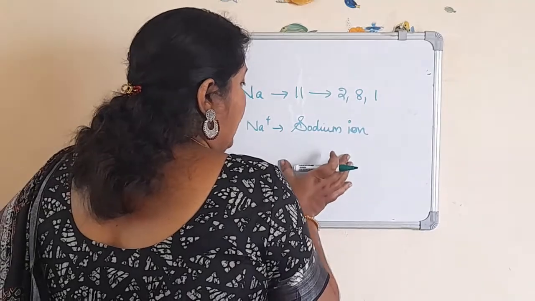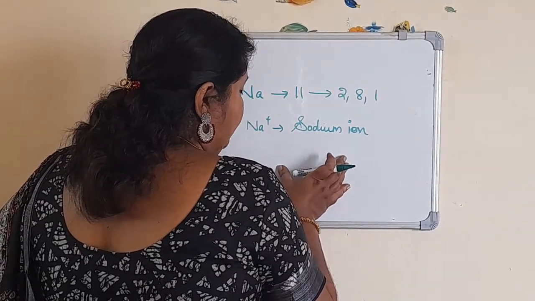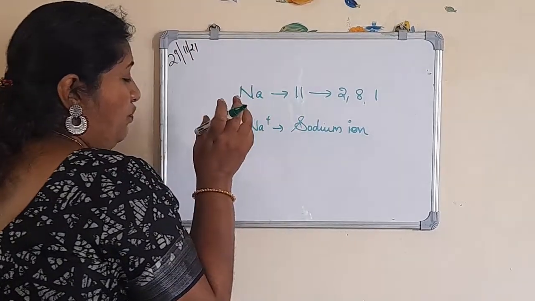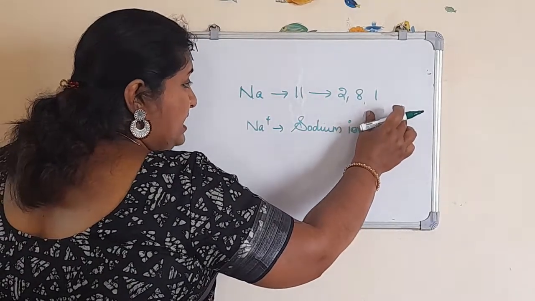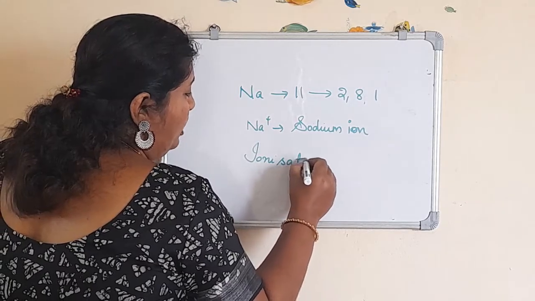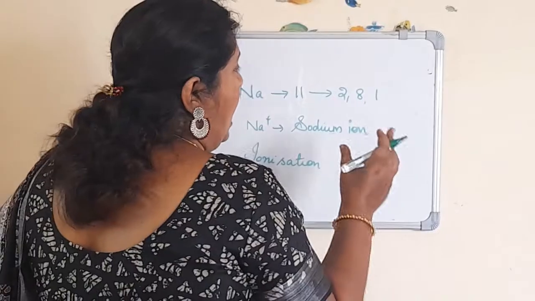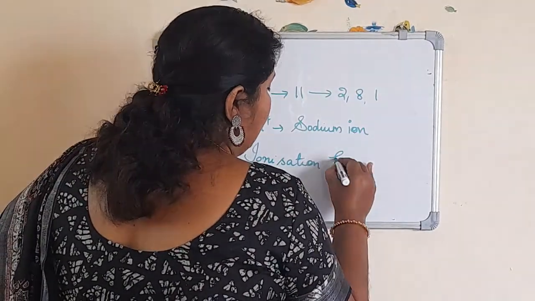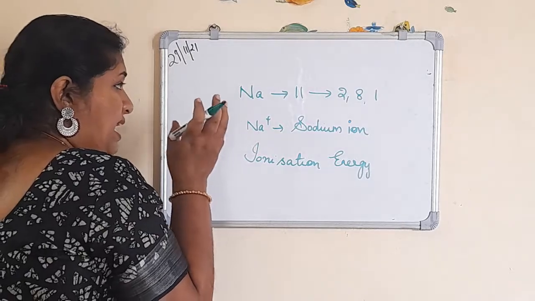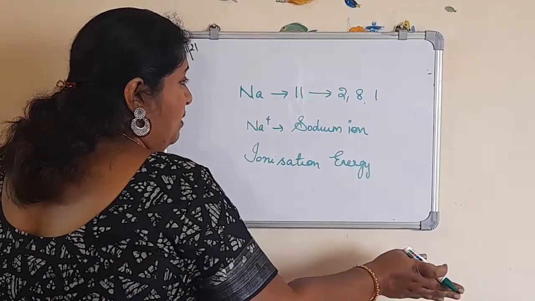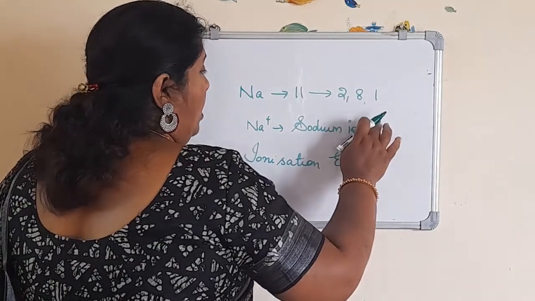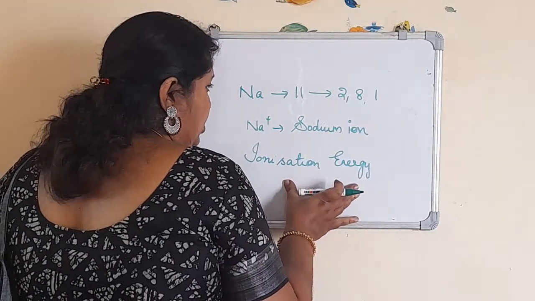So the tendency of an atom to lose the most loosely bound electron, or the energy needed to remove the most loosely bound electron from an isolated gaseous atom, that is known as ionization energy. Okay, the energy required to remove the loosely bound electron from an isolated gaseous atom, that is known as ionization energy. So here you can see that there is only 1 electron. So what energy we are using to remove that electron from the outermost shell? What energy we are using to remove the loosely bound electron from the outermost shell, that is known as ionization energy.